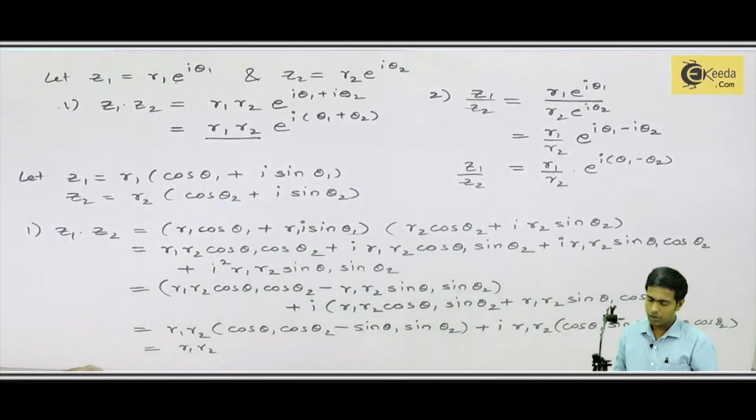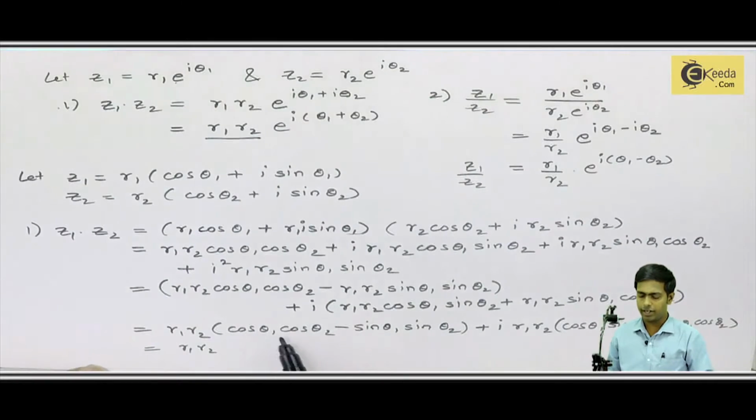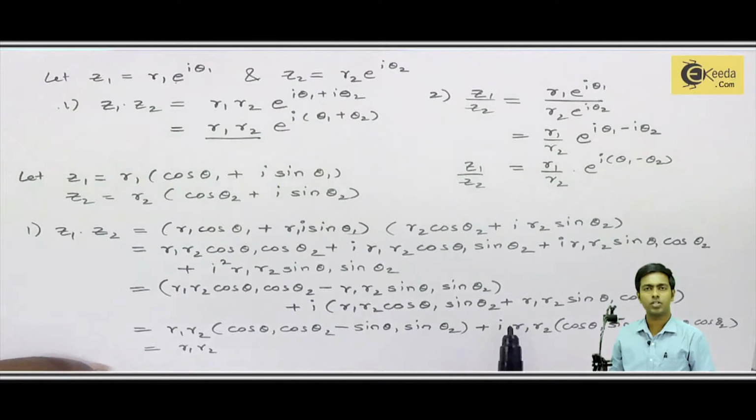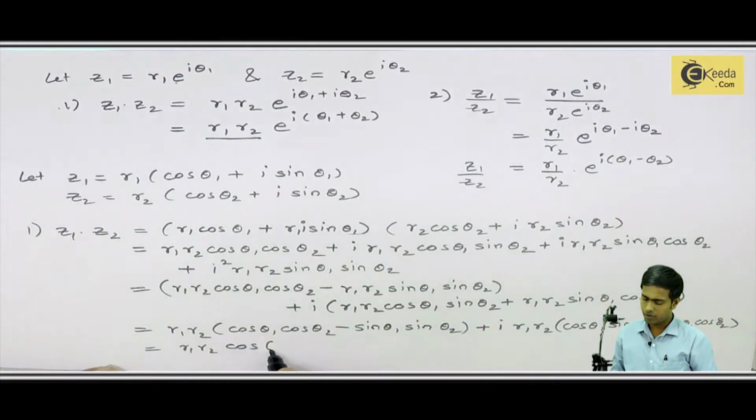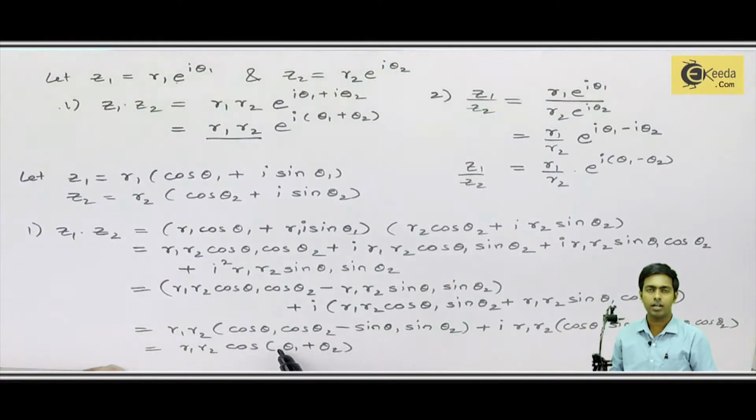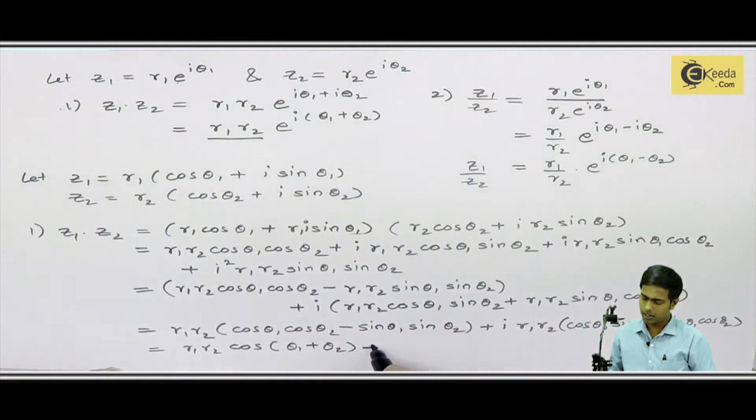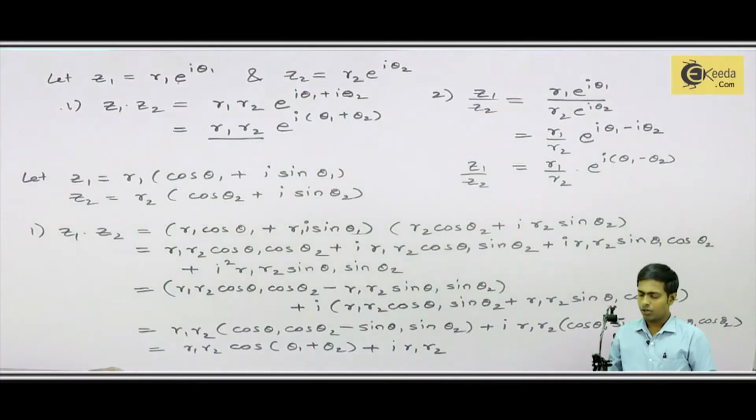Now we all know the formula, that is cos A into cos B minus sin A into sin B is always cos of A plus B. So it will give us cos of theta 1 plus theta 2, because here A is theta 1 and B is theta 2. Similarly, sin A into cos B plus cos A into sin B will give us the formula sin of A plus B. So here we will get sin of theta 1 plus theta 2.